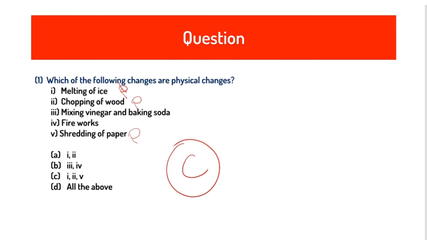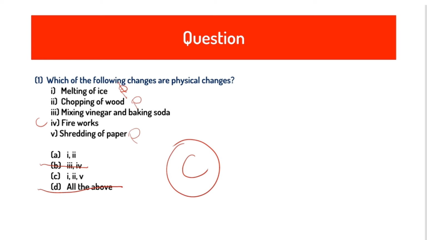Okay, but in MCQ, when you are unsure, you can actually use the process of elimination. Basically, you know that fireworks is a chemical reaction because something new is being formed. So any answer that contains option 4 is wrong. So basically, you can eliminate B and D. And it's basically a guess between A and C. So you have a 50% chance of getting it correct.